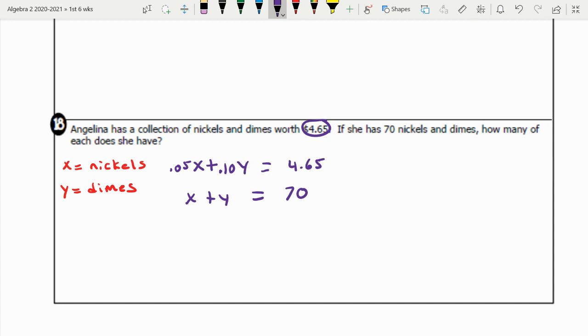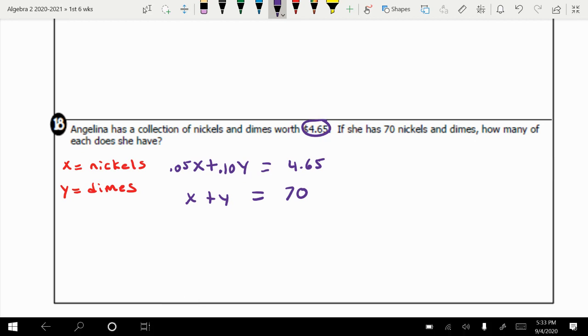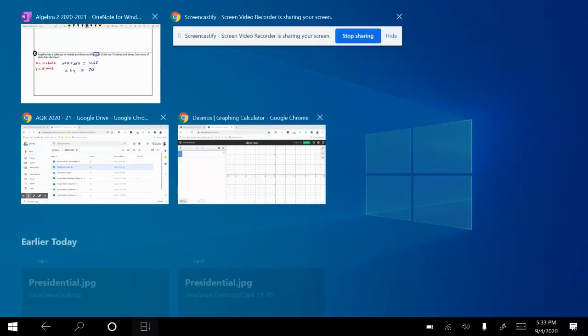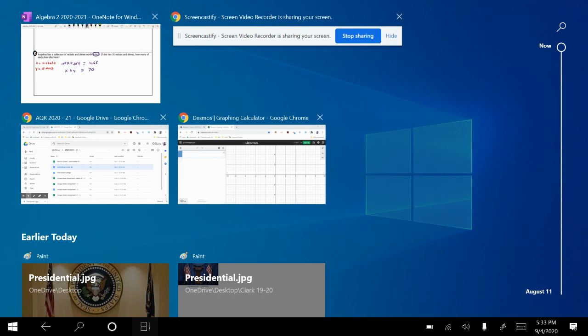Now we're dealing with decimals, and we could solve this with substitution and elimination if we really wanted to. But let's go ahead and graph these, and I'll show you how to get the answer using Desmos on the website. Here it is. I have it queued up.